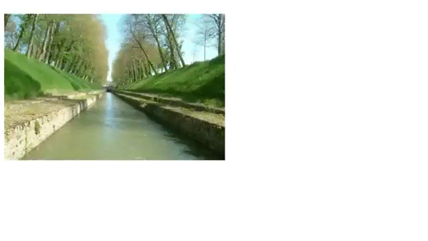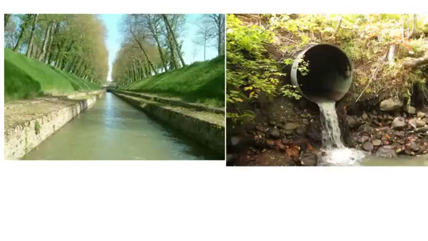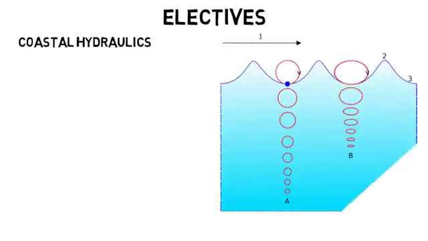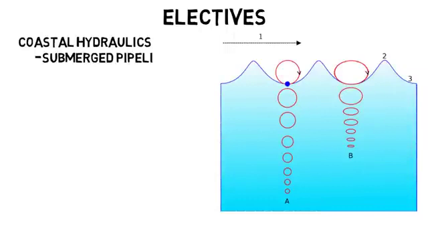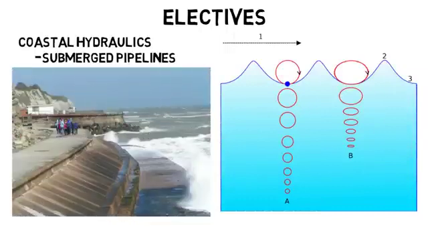Or you could design a canal, which is an artificial waterway to transport water for irrigation, or can be used for ships and boats. Or you could design a culvert that will allow water to flow under a road or trail or some other obstruction. Elective classes you could take include coastal hydraulics, where you learn about ocean wave propagation, submerged pipelines, seawalls to protect human habitation, and so on.